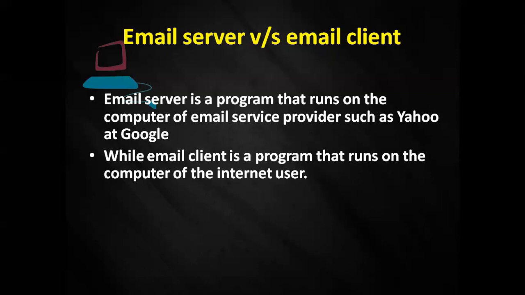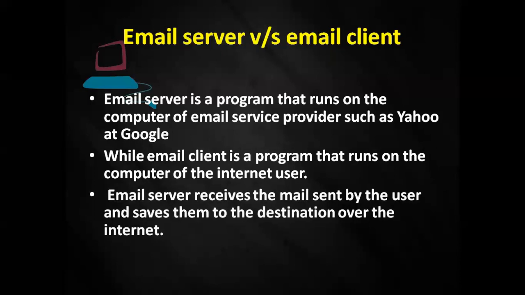For example, I'm using one email ID on Google. So the Google computer or program is the server program, we can call it the email server. And the program I'm using at my computer to send email, or my email box, is called the email client. So the user's system is the email client, and the system of whoever is providing the service is the email server. I hope you understood the very simple difference.